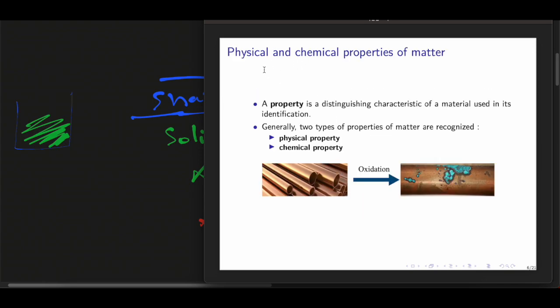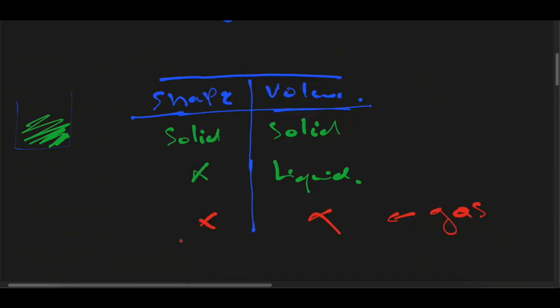Now we talk about the physical and chemical properties of matter. So a property, what is it? It's just a characteristic of a material that we use to identify this material. And generally in chemistry we talk about two types of properties, that are physical properties and chemical properties.